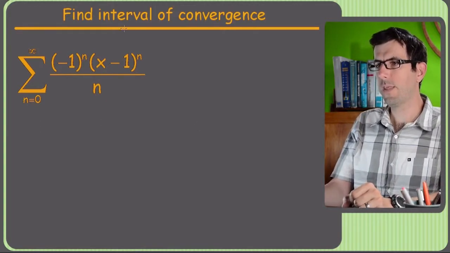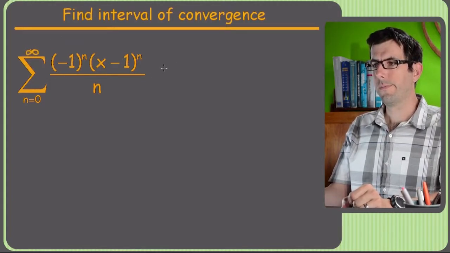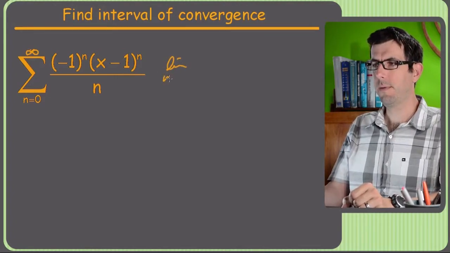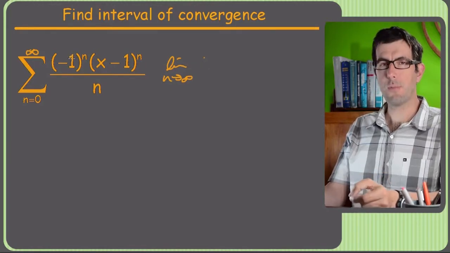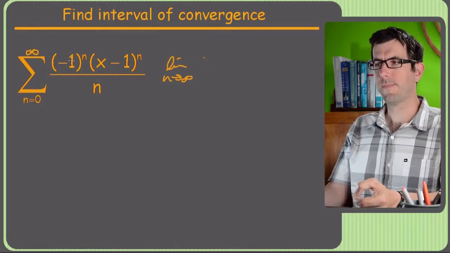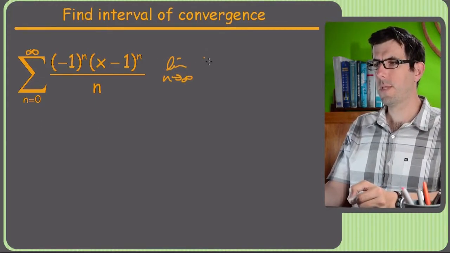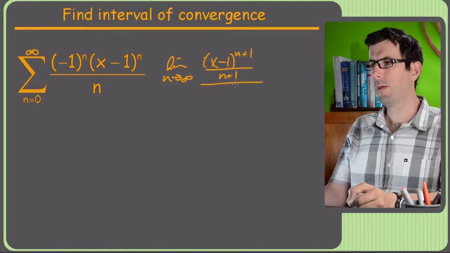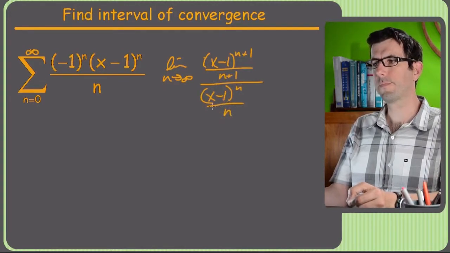All right, last one, find the interval of convergence. Not sure where to start, so let's just plug and chug through the ratio test. Limit as n approaches infinity. Now, as usual, I'm going to ignore the alternating aspect at first here. So we will just get (x minus 1) to the n plus 1 over n plus 1, over (x minus 1) to the n over n.